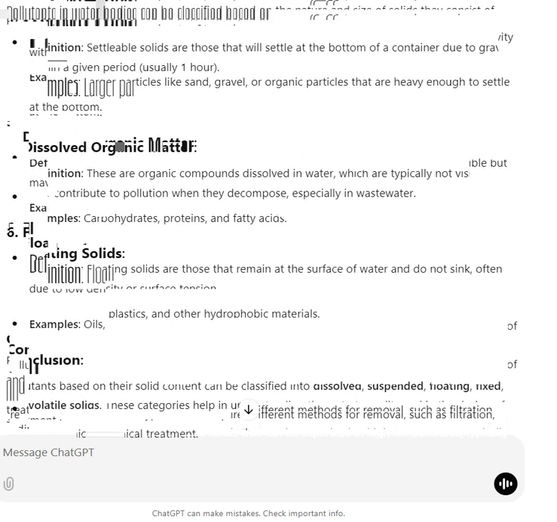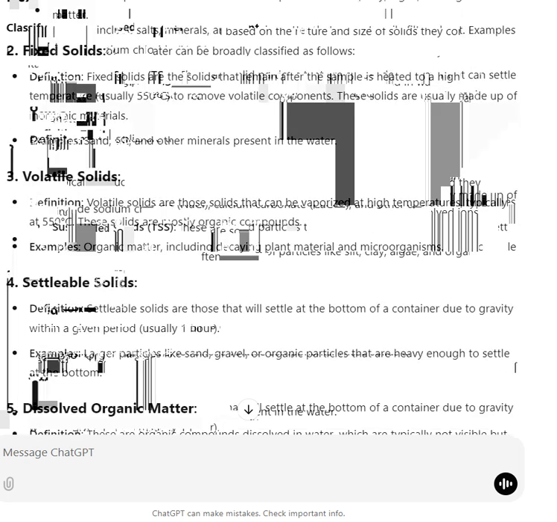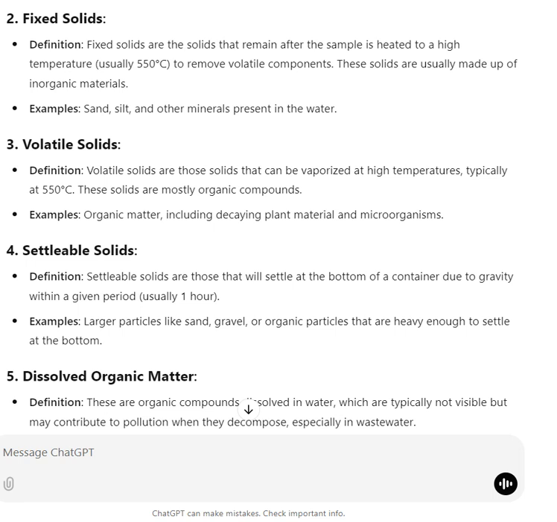2. Fixed solids. Definition. Fixed solids are the solids that remain after the sample is heated to a high temperature, usually 550 degrees Celsius, to remove volatile components.